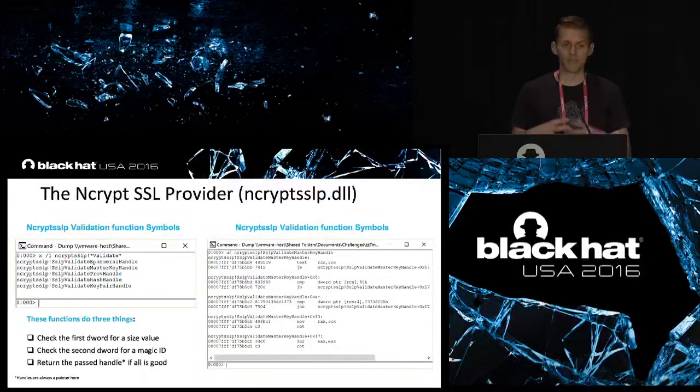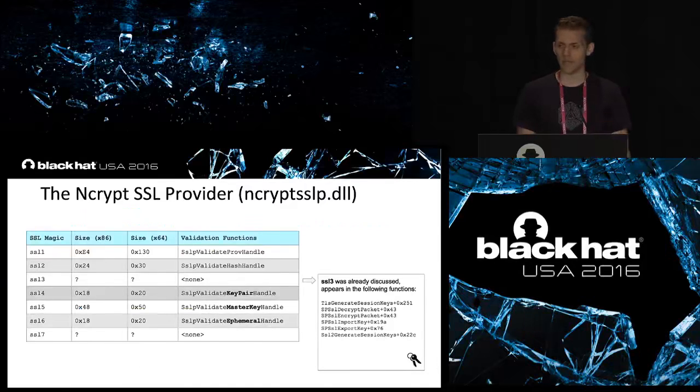And they all exist inside of this ncrypt SSL provider DLL. And it has a series of validation functions that were incredibly helpful. And they're very simple. All they do is take a pointer, check a length value, check a magic value, and then return that pointer. So the really cool thing about that is that now, when we run through those, we have validation functions for all of them, and they're named very appropriately. So we can tell what those actually are.